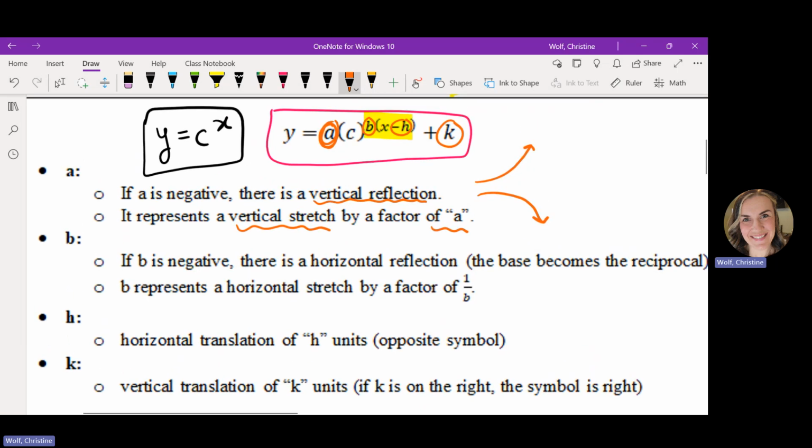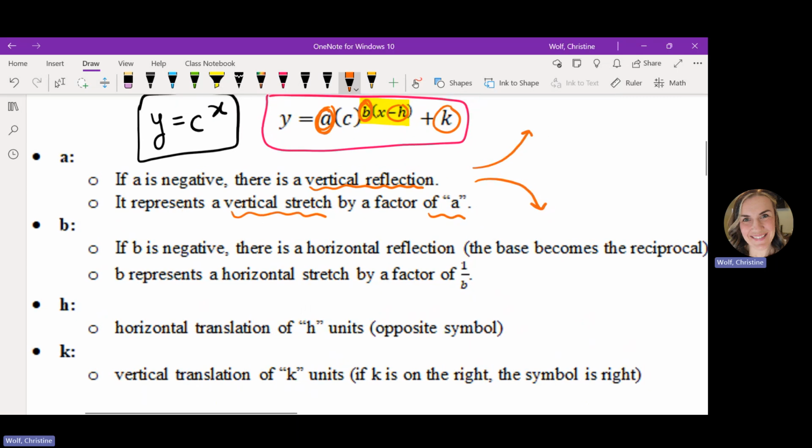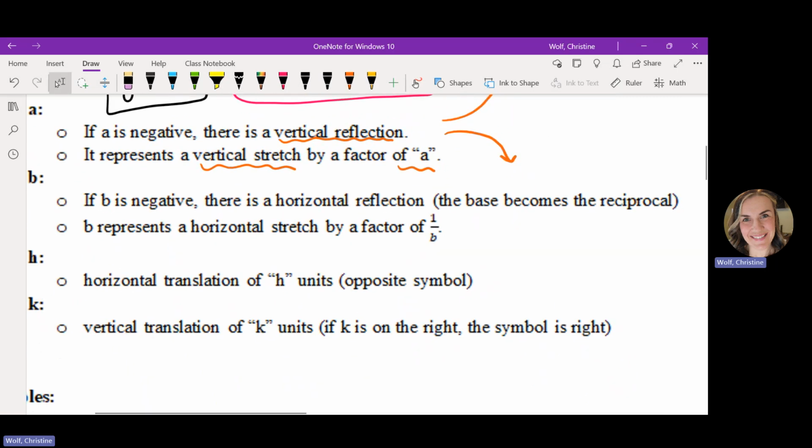Okay, B, so now I'm talking about this number in front of the bracket up there. If that number is negative, that's a horizontal reflection. Okay, so horizontal reflection means whatever is left goes right or right goes left. We reflect around the y-axis. Okay, and then also B, whatever that value of B is, represents a horizontal stretch. So we're either stretching or compressing horizontally.